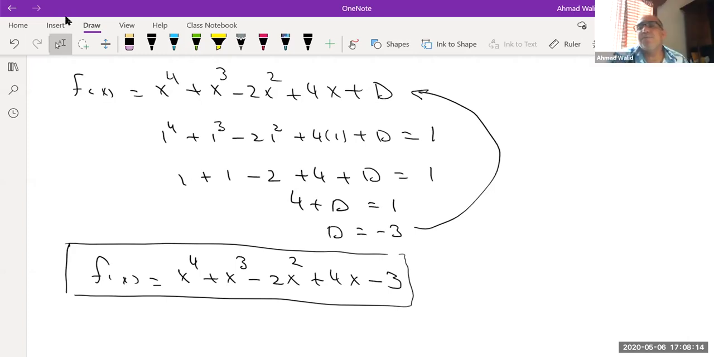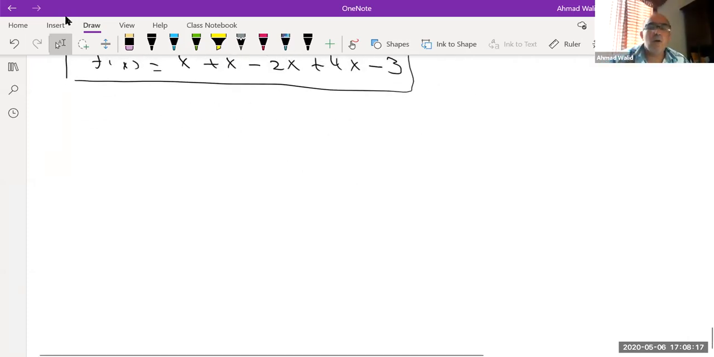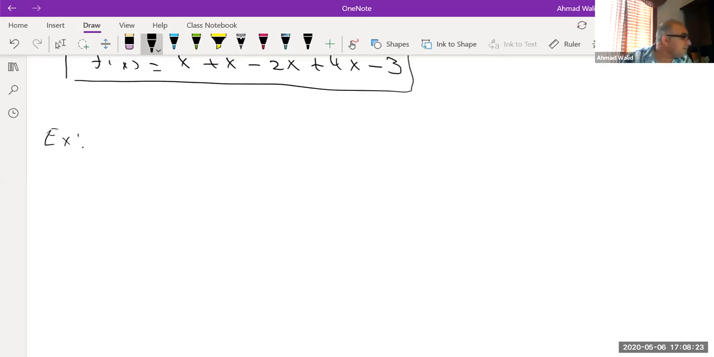Can I move it? Yes, sorry. Okay, look at this example. I'll show you, but I'll give you some time to find it by yourself, correct? Then I'll solve it for you.